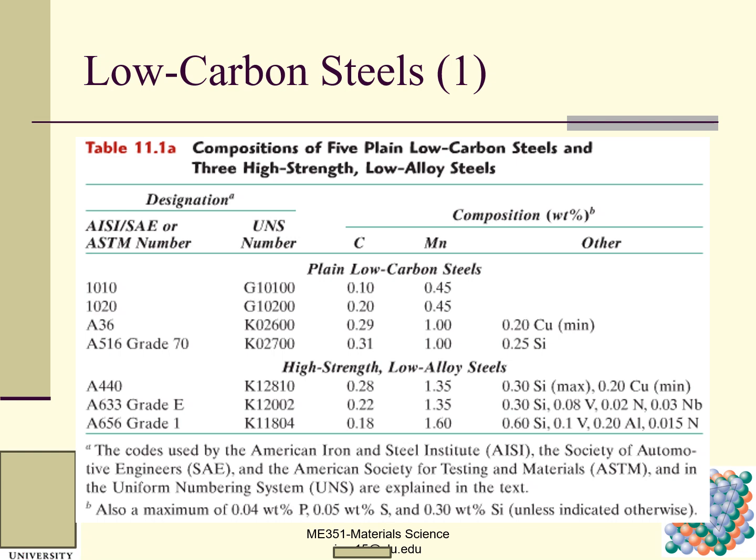So A36 is ASTM 36. It is commonly used for the shipbuilding industry. A56 16 on grade 70. So you can see they have different carbon composition, and also different manganese composition. And there are other alloying elements. For this one, we have 0.20 percent of copper. And for this one, we have 0.25 silicon.